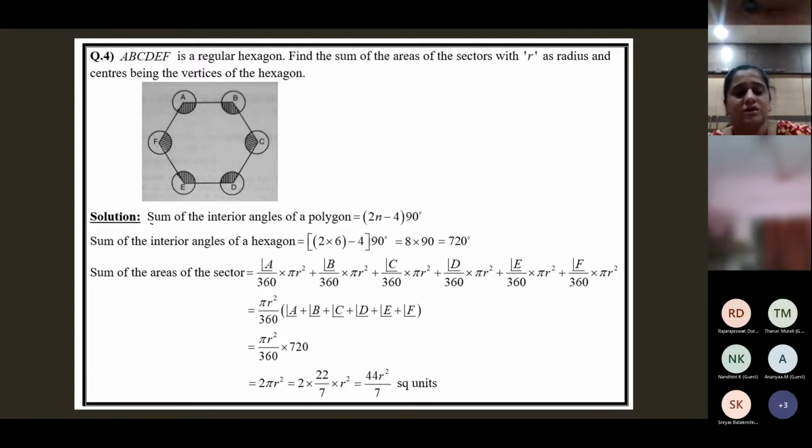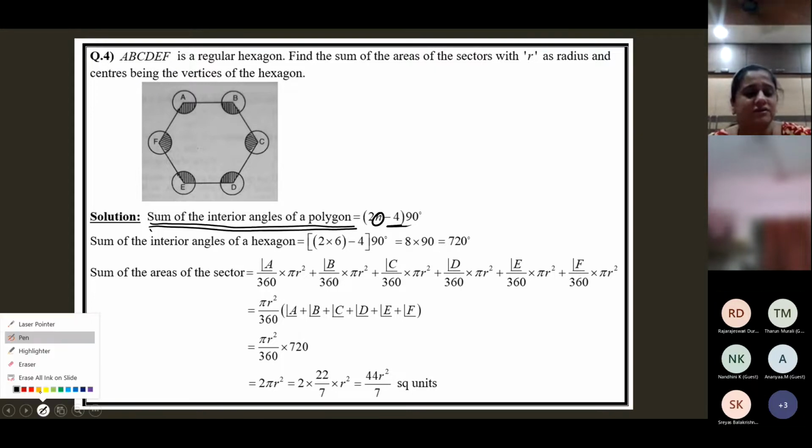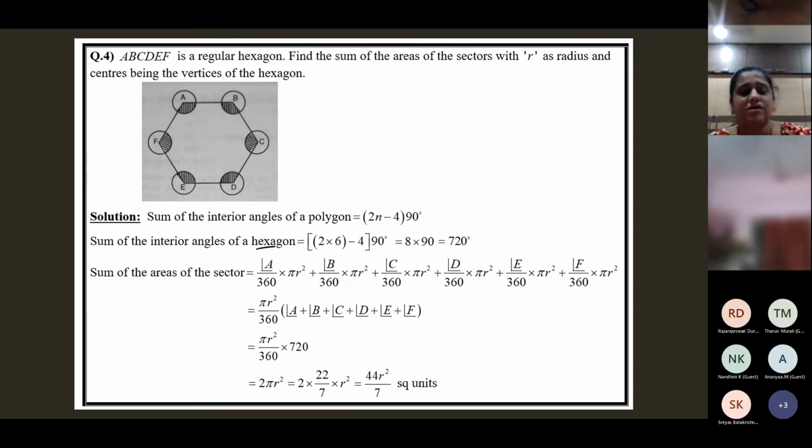So see what I've written. Sum of the interior angles of a polygon. Any polygon, regular, irregular, whatever it is, the sum of all the interior angles is 2n minus 4 into 90. And what is n? The number of sides. So here it is the hexagon. 6 sides. So 2 into 6 minus 4 into 90. 720.